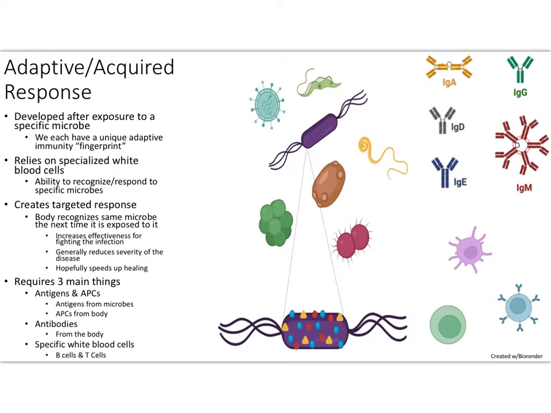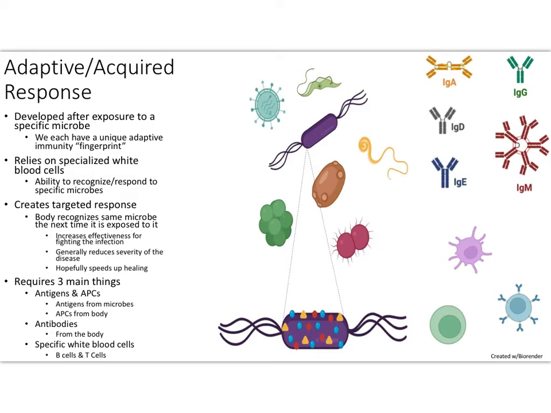Basically, the adaptive immune response develops in response to exposure to microbes. And because each of us lives a unique life, even people who live in the same household, even if they've lived in the same household their entire life, if they haven't spent every single moment of their life with each other, then they've been exposed to slightly different microbes at slightly different times. And that differential exposure to certain types of microbes creates a unique fingerprint when we're talking about the adaptive response.